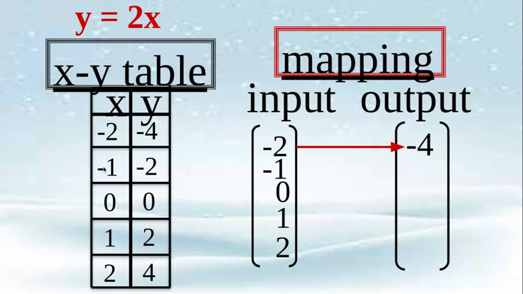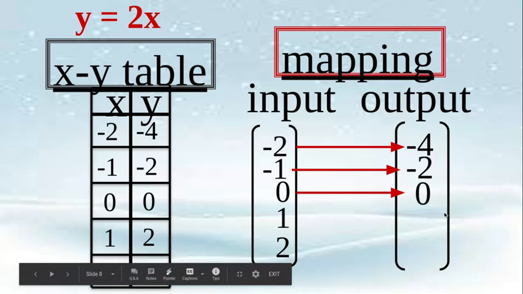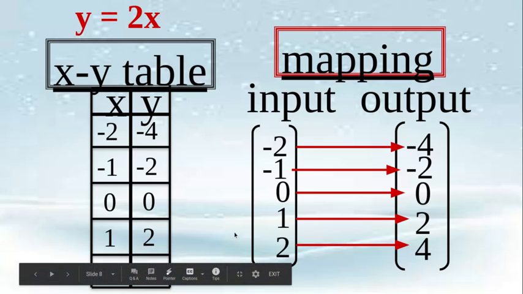What's the -1 go to? -1 goes to -2. So we're going to put a -2, draw an arrow showing that -1 goes to -2. All right, what's 0 go to? 0 goes to 0. So 0, draw an arrow connecting them. What's 1 go to? 1 goes to +2. So put the +2, draw an arrow connecting them. And then what does 2 go to? 2 matches with 4. So put a 4, draw an arrow connecting them.